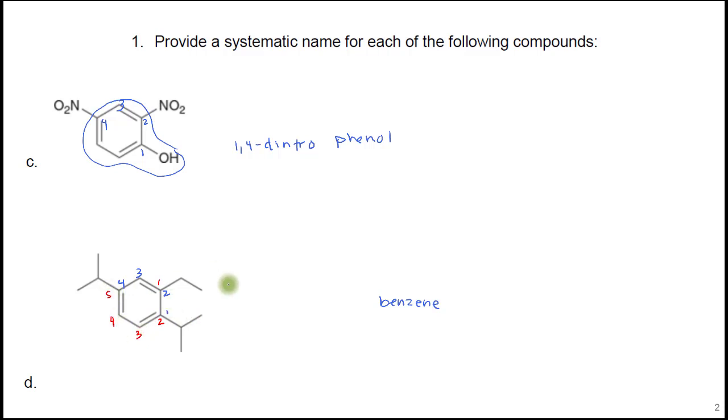If I go in the blue direction, I have 1, 2, 4. In the red direction, it's 1, 2, 5. So I'm going to go with the blue direction. So my name will be 2-ethyl. That comes first alphabetically before isopropyl. And then I have 1 for diisopropyl benzene.